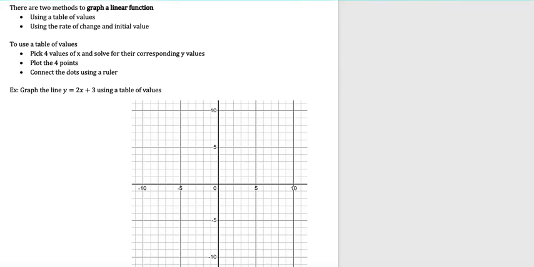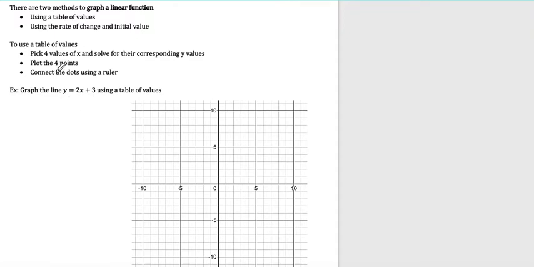One thing you may be asked to do with lines is graph them. So that means we're going to take the rule of the line, or the equation, and put it onto a graph. We're going to draw the actual line. And there are two ways that we might do this. One way is using a table of values, and the other way is using rate of change or slope and initial value or y-intercept. So let's look at both ways.